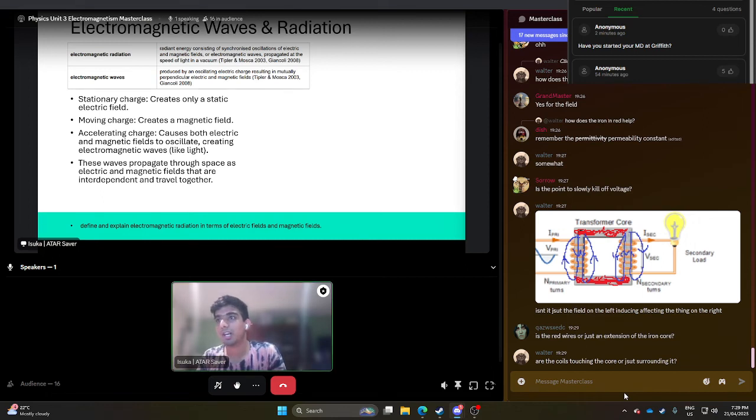It's just an extension of the iron core. Are the coils touching the core or just surrounding it? Well, theoretically, not touching it, but I don't think they would be able to do it without touching it. In the real ones, when you open up those battery packs or something with the transformer inside, you'll have it tightly coiled around. It will be touching it in that case. But it should theoretically work without touching it because you have that magnetic flux. But I guess that's where you also have the energy loss too.